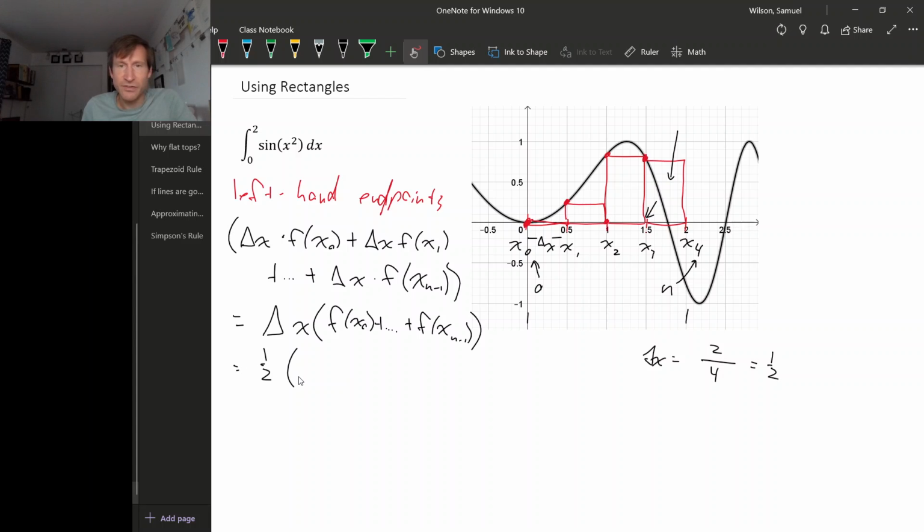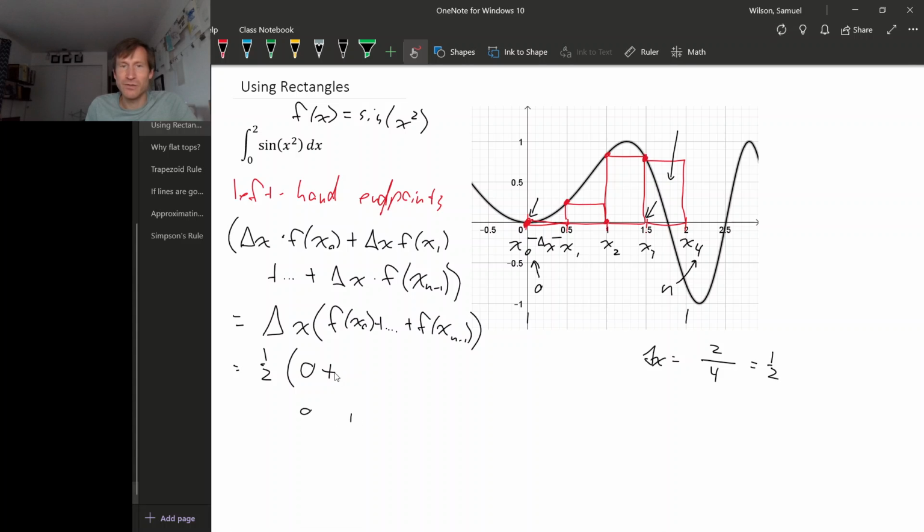Okay, and then f of x sub 0. So x sub 0 is 0, and sine of 0. F is my name for the integrand function. So in this example, it's sine x squared. So sine of 0 squared is 0, plus, so this is the term 0. I'm not dividing by 0. I'm just labeling what term we're on, what x value we used.